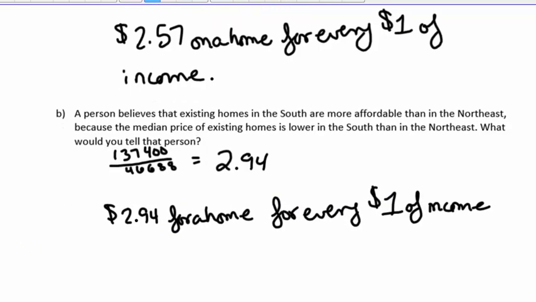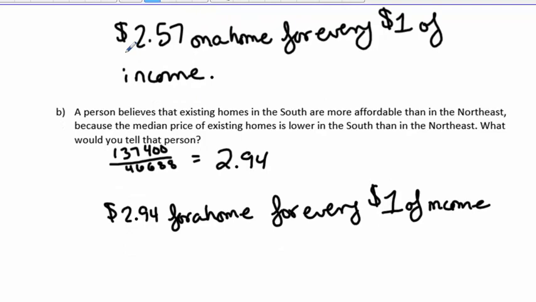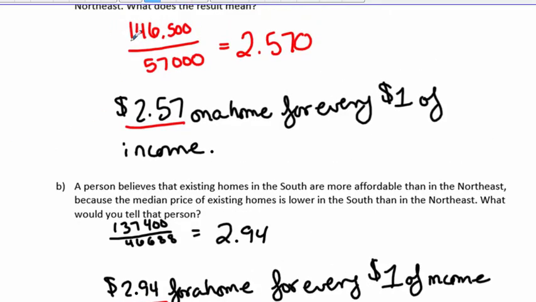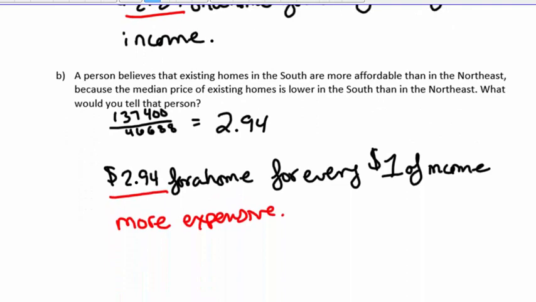Now if we compare the two quantities right here, $2.57 for a home for every $1 of income to $2.94 per home for every $1 of income, we can see that this quantity for the South is more expensive. It's more expensive not in terms of the actual price of the home, because the actual price of the home was more in the North, but it is more expensive based on the income of the average person in the South.